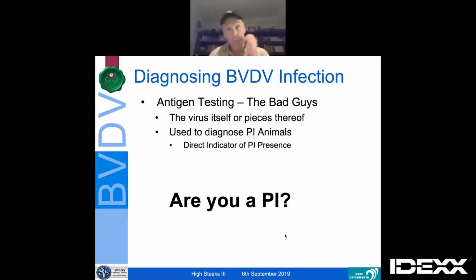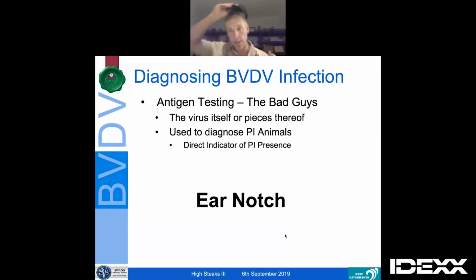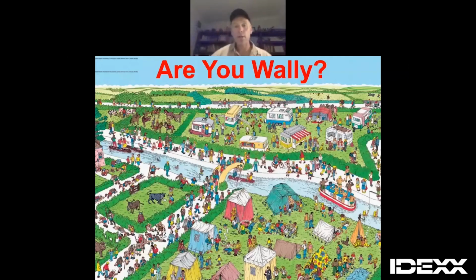When we're ear notching or doing antigen testing, we are asking the sample, is this animal a PI? So when I'm rattling along and say let's ear notch an animal, what I'm saying is let's test it for antigen and find out if that animal's a PI. It's like Where's Wally. Like the analogy I used before, where's Cletus in here? PI testing is like saying, are you Wally?